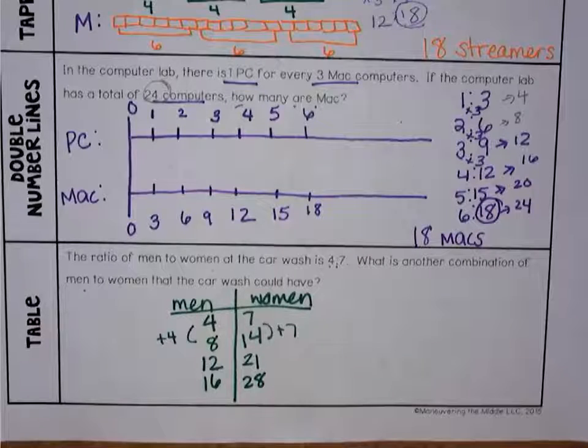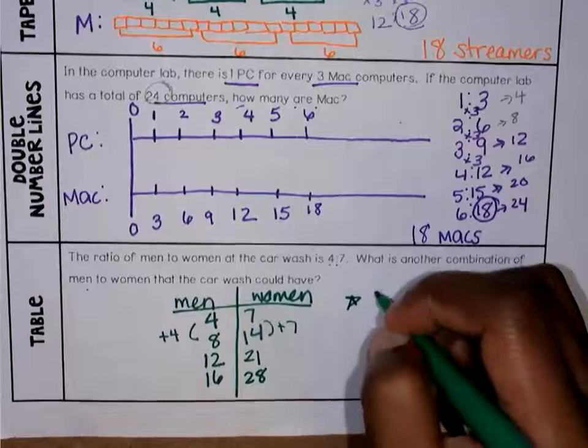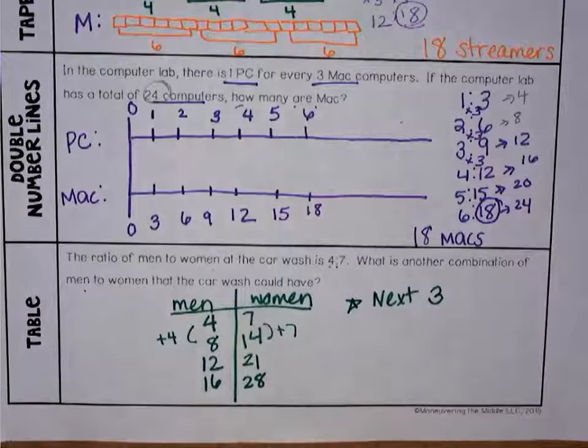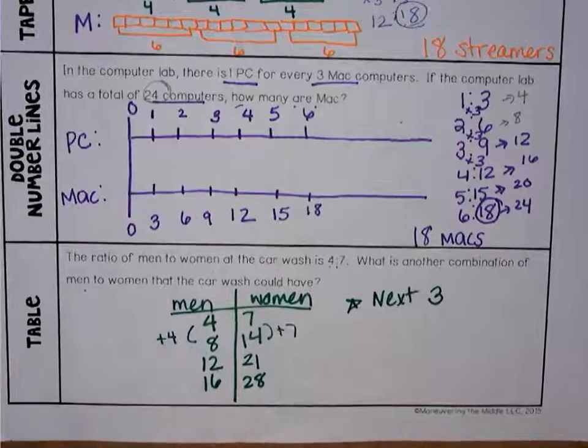All right. So I want you to go ahead and tell me the next 3. What will come after 16? Three more times after that. So pause it and figure out what the next 3 ratios will be.